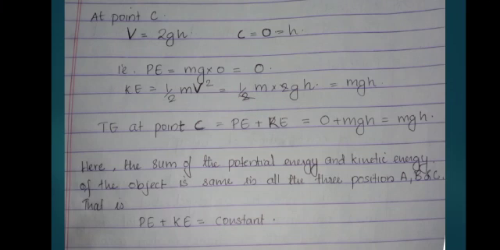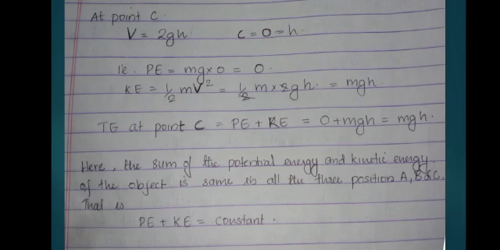So at point A there is only potential energy, there is no kinetic energy. When it starts falling, the potential energy starts decreasing and the kinetic energy starts increasing. At point B, it has both potential energy and kinetic energy, and again when it reaches C, the potential energy decreases to 0 and the kinetic energy increases to the maximum value.